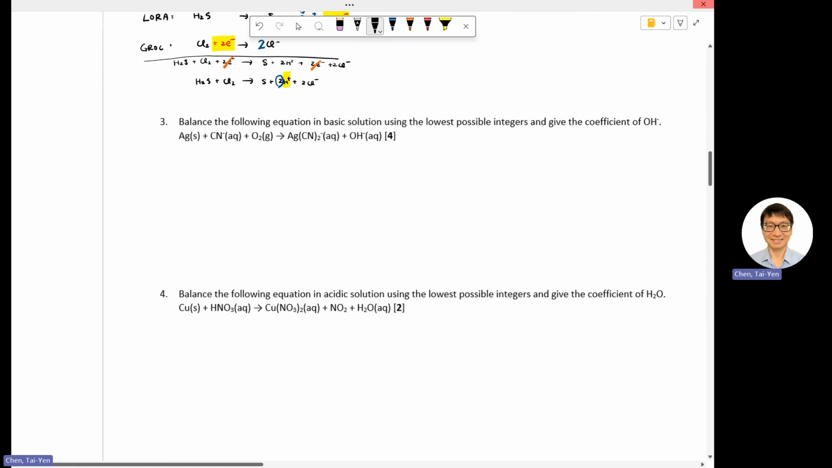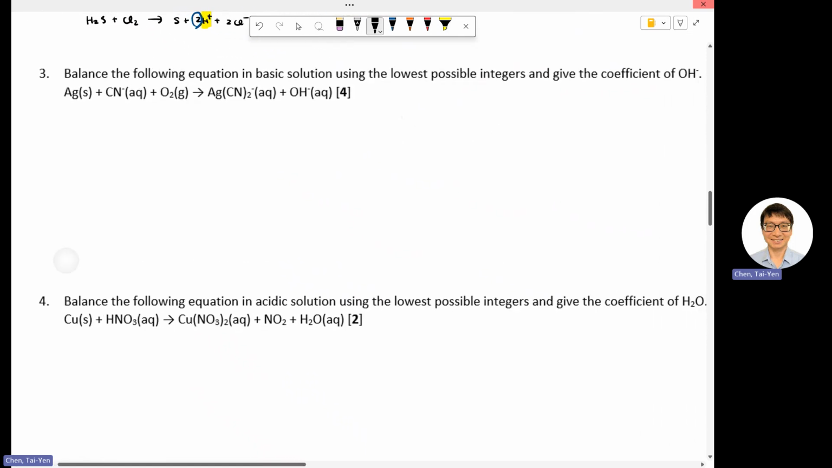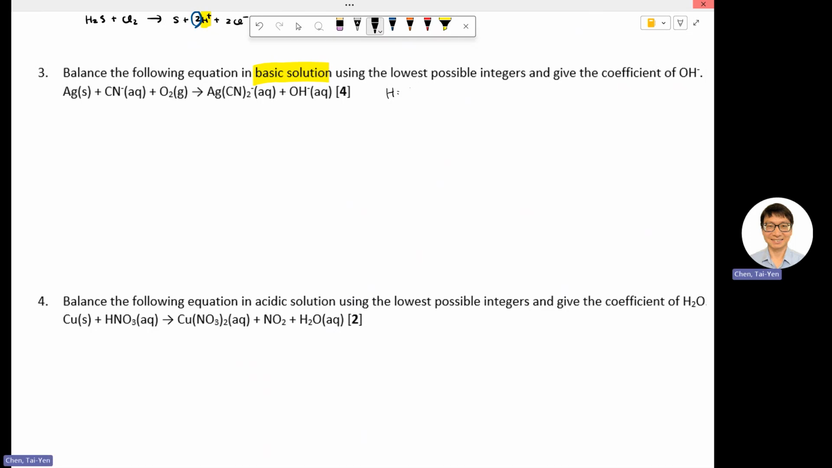Moving on to question number 3. Okay, so question number 3 is somewhat of an interesting question. Let's read the question first. Balance the following equation in basic solution. Okay, so in basic solution, we know if you want to compensate for your H, you're going to use H2O. Compensate for your oxygen, use 2 OH minus. And they want to know what is the coefficient in front of your OH minus.